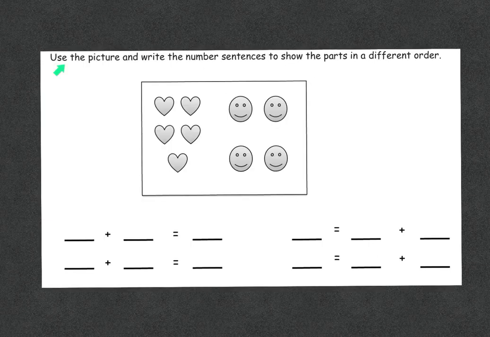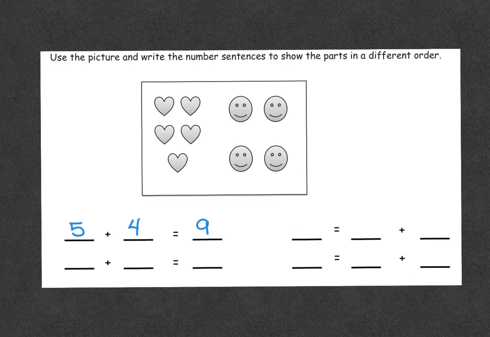Let's try another way. In this example, we are going to use the picture and write the number sentences to show the parts in a different order. Let's start by writing our first number sentences. We can see that we have 1, 2, 3, 4, 5 hearts. Now let's count the smiley faces. 1, 2, 3, 4. If we add the 5 hearts to the 4 smiley faces, we can see that we get 9 objects total.